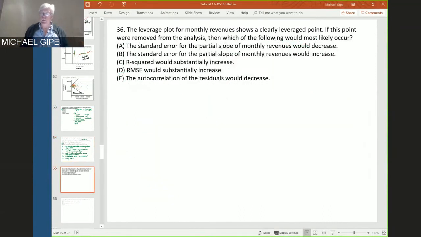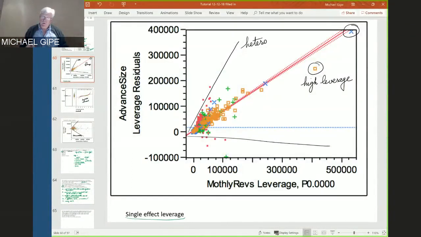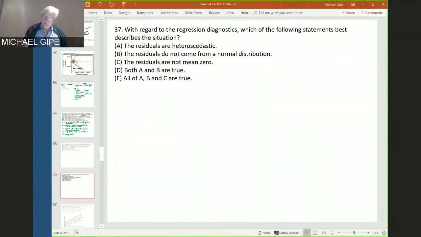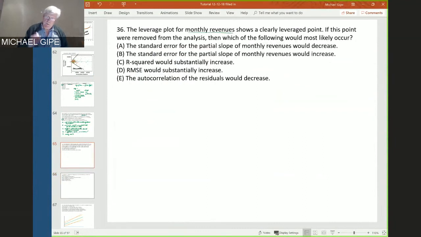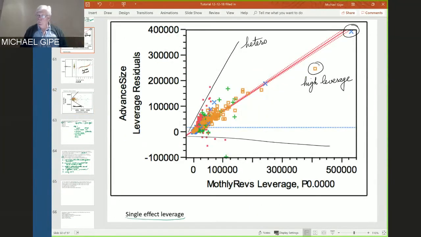Next one, the leverage plot for monthly revenues shows a clearly leveraged point. If this point were removed from the analysis, then which of the following would most likely occur? Leverage plot for monthly revenues. Ooh, wrong page. So that's this plot up here. Not that one, this one. And so we've got some pretty clear outliers here. We've got one way up there at the far corner. I think that's the one they're referring to.